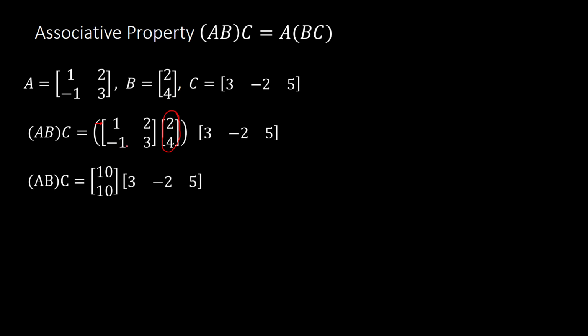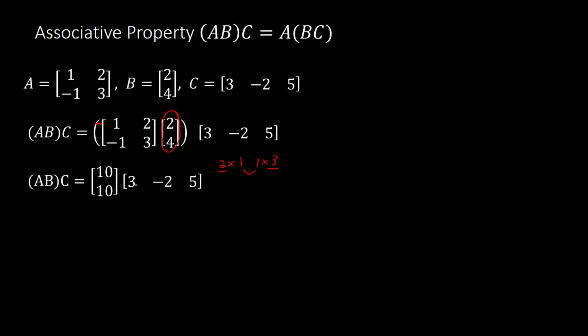Then 2 times negative 1 and 4 times 3 for the second number, which would also give me 10. And then I multiply these two matrices together, 10 and 10, times 3, negative 2, and 5. And this one, you have the original matrix. The first one is a 2 by 1 matrix. The second matrix is a 1 by 3 matrix. So we can multiply because these two are the same, and the resulting matrix would be a 2 by 3.